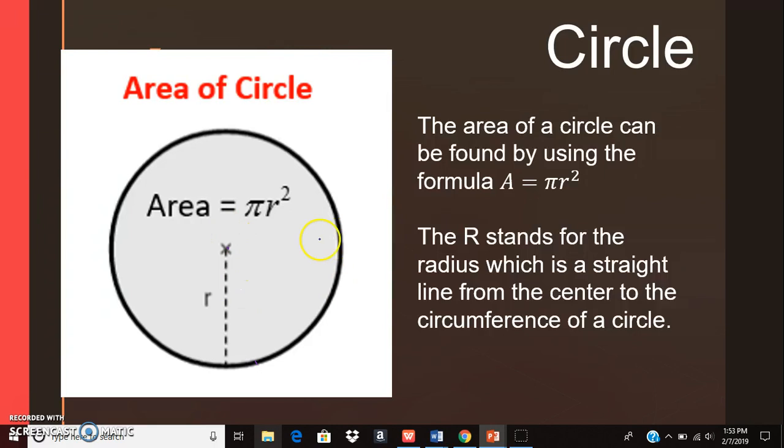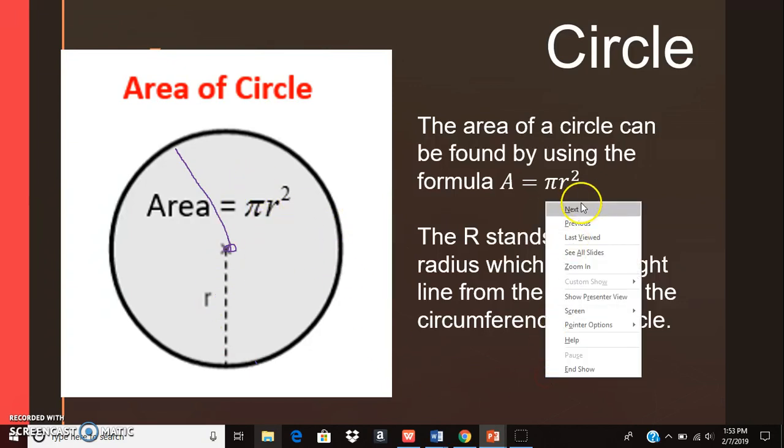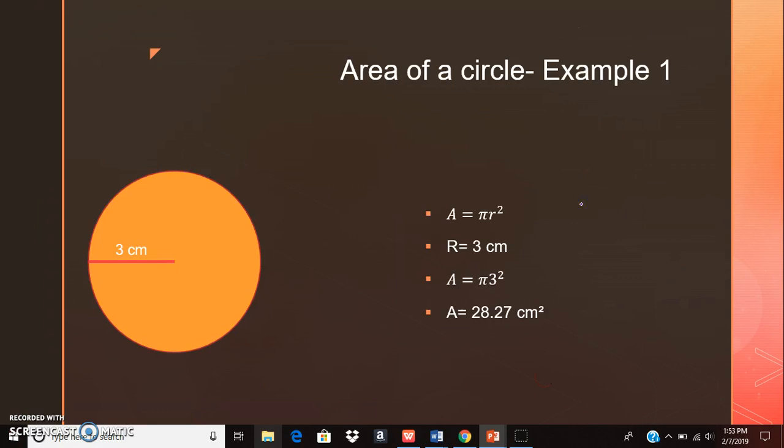You could have a radius from anywhere in the circle. We could even make one from right here to the center, and that would be a radius. We're going to take that measurement and multiply it in that equation. Let's go to the next slide and see our first example.